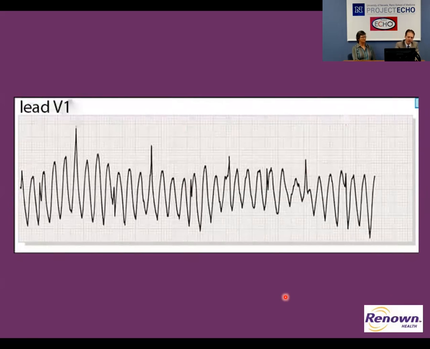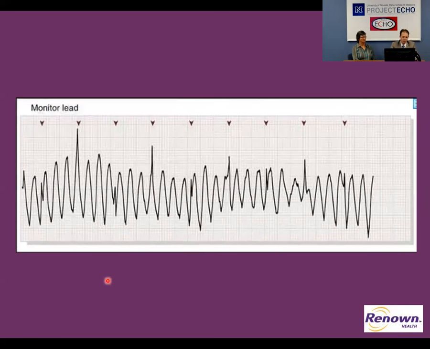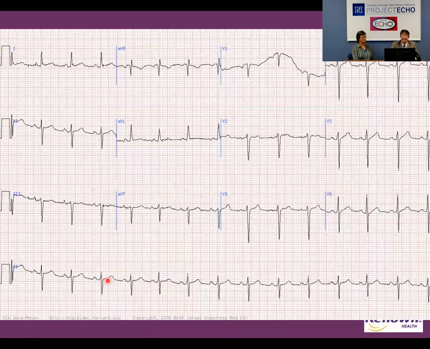But this is actually another example of artifact, in this case mimicking ventricular dysrhythmia. So I marched out the QRS complexes for you there. And again, something that we would see on telemetry.